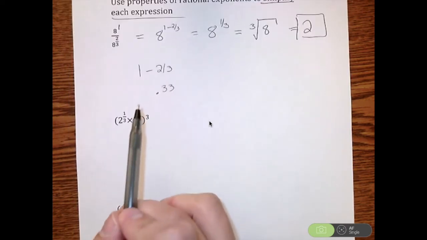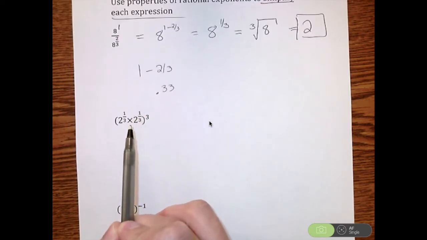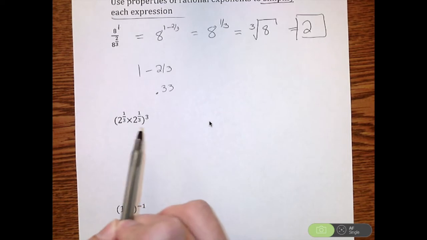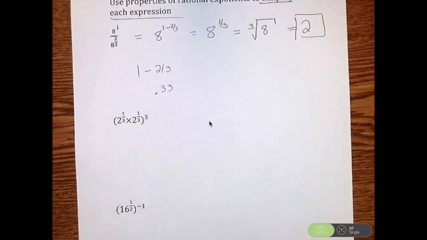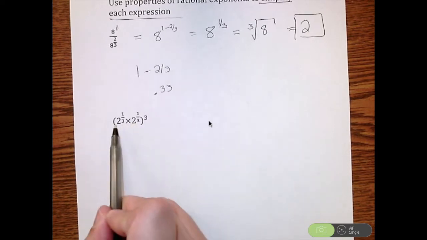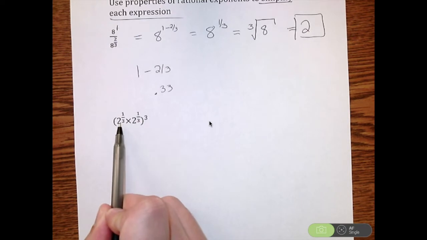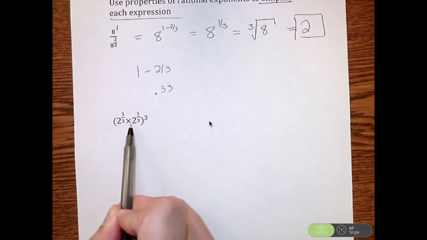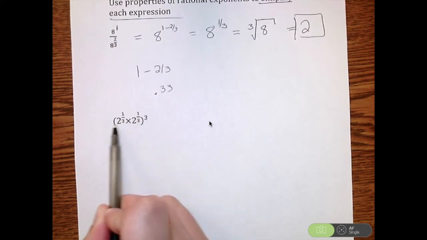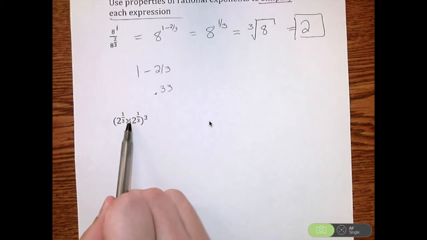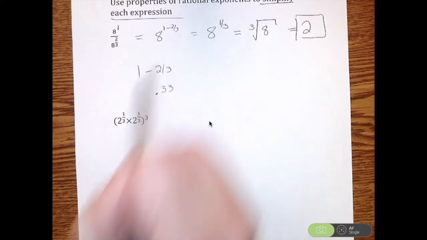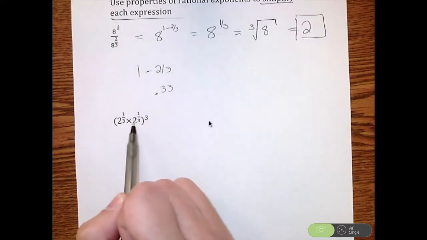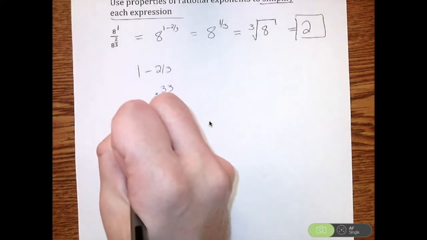All right, next one here, we have 2 to the 3rd power times 2 to the 3rd power inside parentheses, and on the outside we have this exponent of 3. What I'm going to do is work on the inside and work my way out. So we have similar bases, 2 and 2 with exponents, and these are multiplied together. The rule here: when there's division in the original, we subtract the exponents. When there's multiplication, we're going to add.